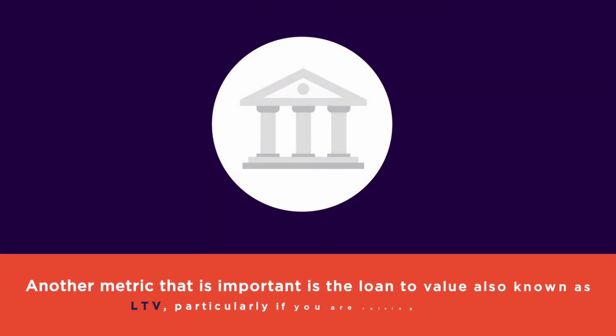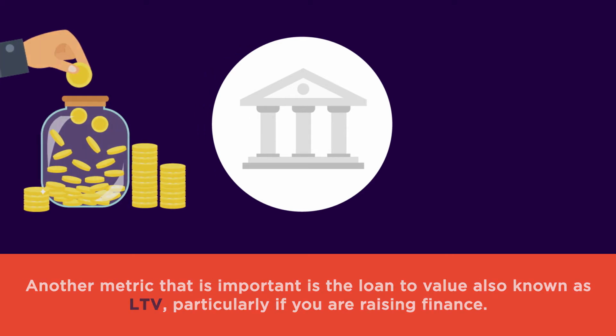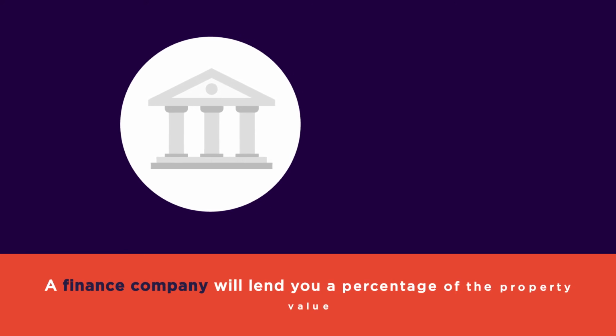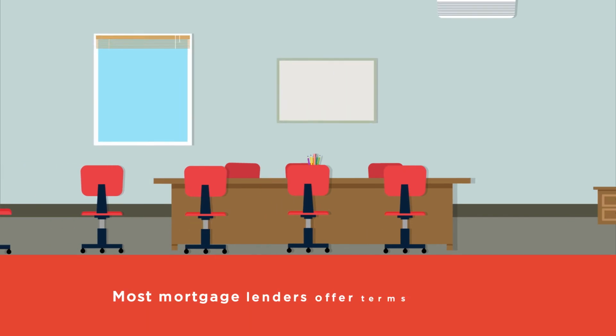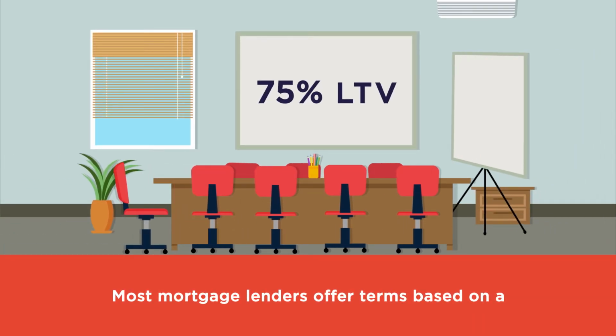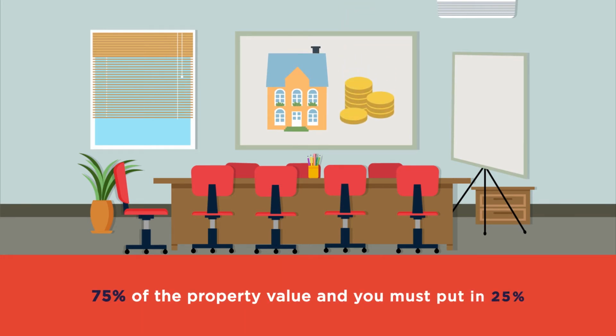Another metric that is important is the loan to value, also known as LTV, particularly if you are raising finance. Typically, a finance company will lend you a percentage of the property value. This can be between 50% to 80% depending on how the lender views the risk. Most mortgage lenders offer terms based on a 75% LTV, which means they will lend you 75% of the property value and you must put in 25%.